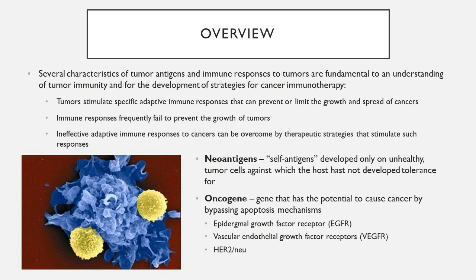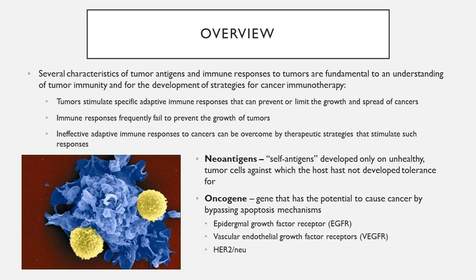First of all, there are a few fundamental traits to tumor antigens and our immune responses against them that are fundamental to understanding tumors and cancer itself, and then also therapeutic strategies against them that we'll talk about later in this chapter. The first trait is that tumor cells stimulate a specific adaptive immune response through a number of different branches, not just CD8 plus cells, that has the potential to prevent or limit the growth and spread of cancers. So two takeaways from that. One is that, yes, our body is designed to fight these. Second point is that it's only a potential, because immune responses frequently fail to prevent the growth of tumors.